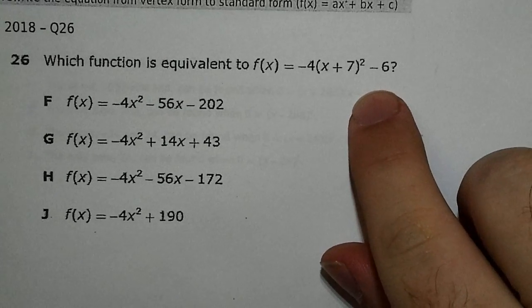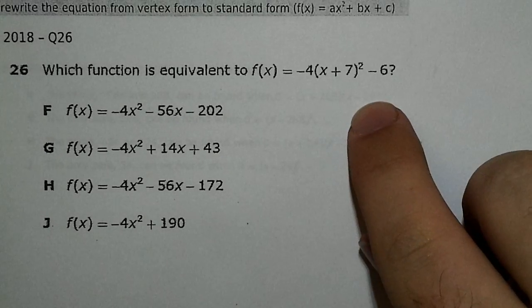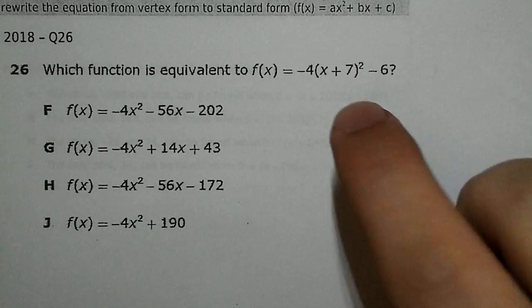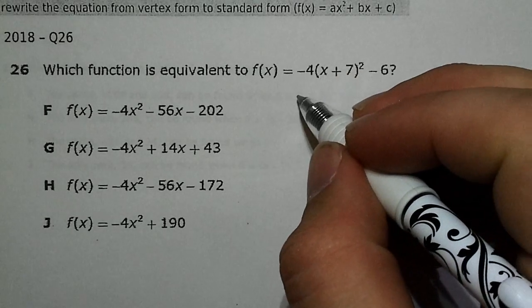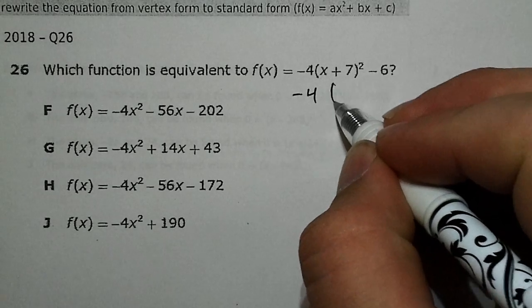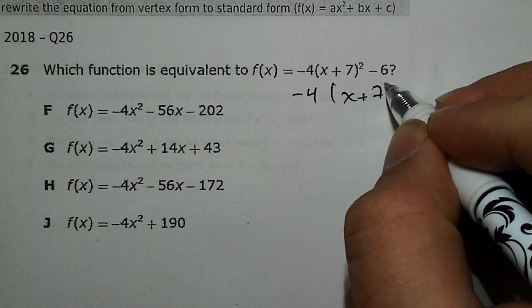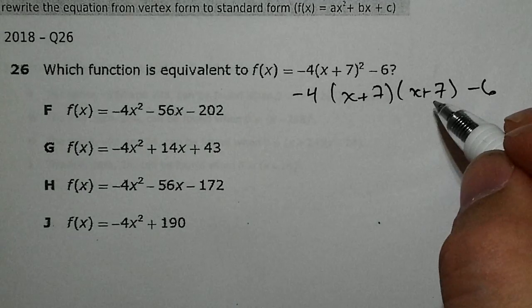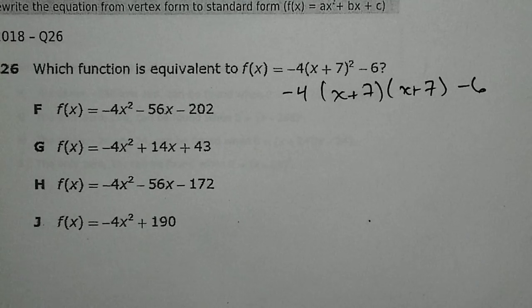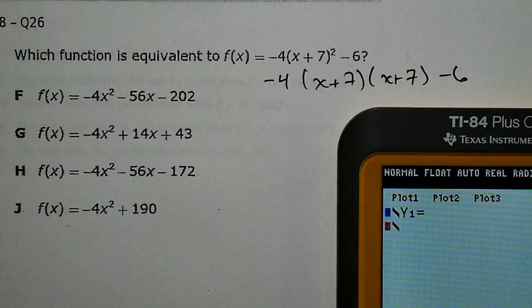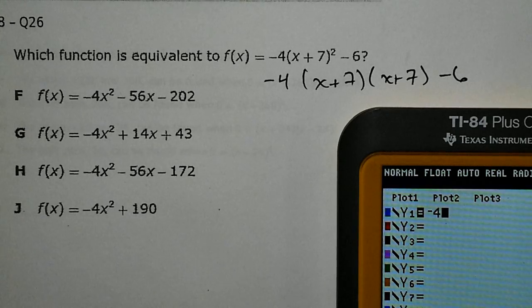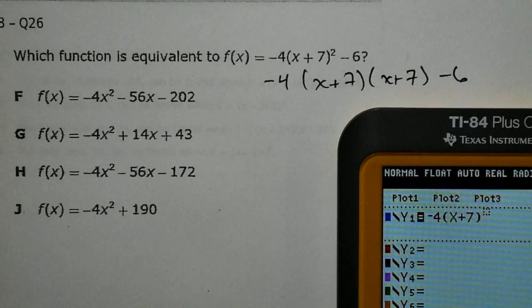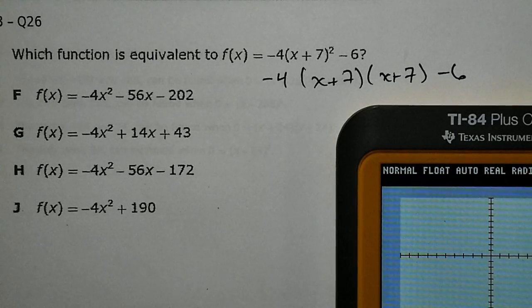Which function is equivalent to this? Now, I have seen a lot of students really struggle using FOIL and then multiplying out. So what I would do, I would use FOIL, so take that x plus 7 times x plus 7 and then subtract 6. So FOIL that out and then add it. But here's another thing you can do. You can go to y equals, you can type this in, negative 4 parentheses x plus 7, and then raise that to the second power, minus 6. And we can graph that, all right?